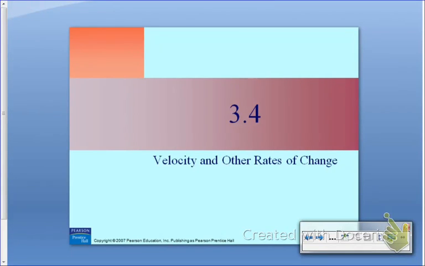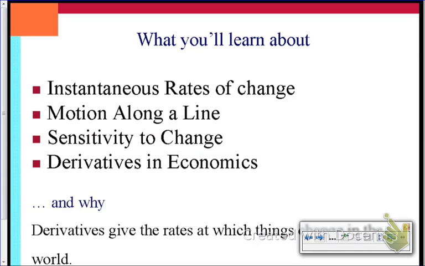All right, velocity and other rates of change. We'll take a look at instantaneous rates of change. Our big topic that encompasses everything is motion, or particle motion. Motion along a line, we'll look at change. The other thing that's a connection to this is derivatives in economics.